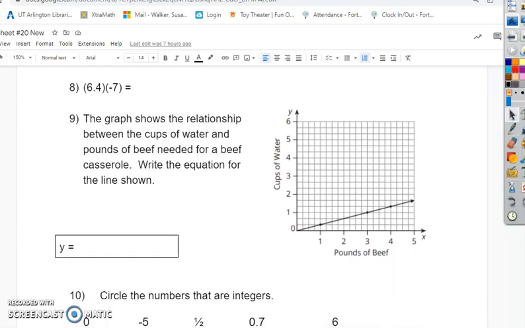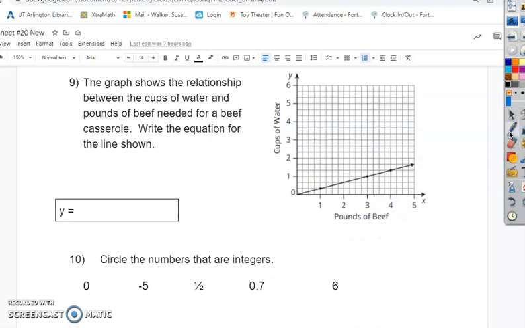Number 9 says, the graph shows the relationship between cups of water and pounds of beef needed for a beef casserole. Write the equation of the line. So remember, we have our 2 equations. This goes through 0, 0. Okay. So we know it's y equals kx, right? And your job is to find k. My suggestion, use that point and this point to help you, okay? Use those 2 points. We did this in class.